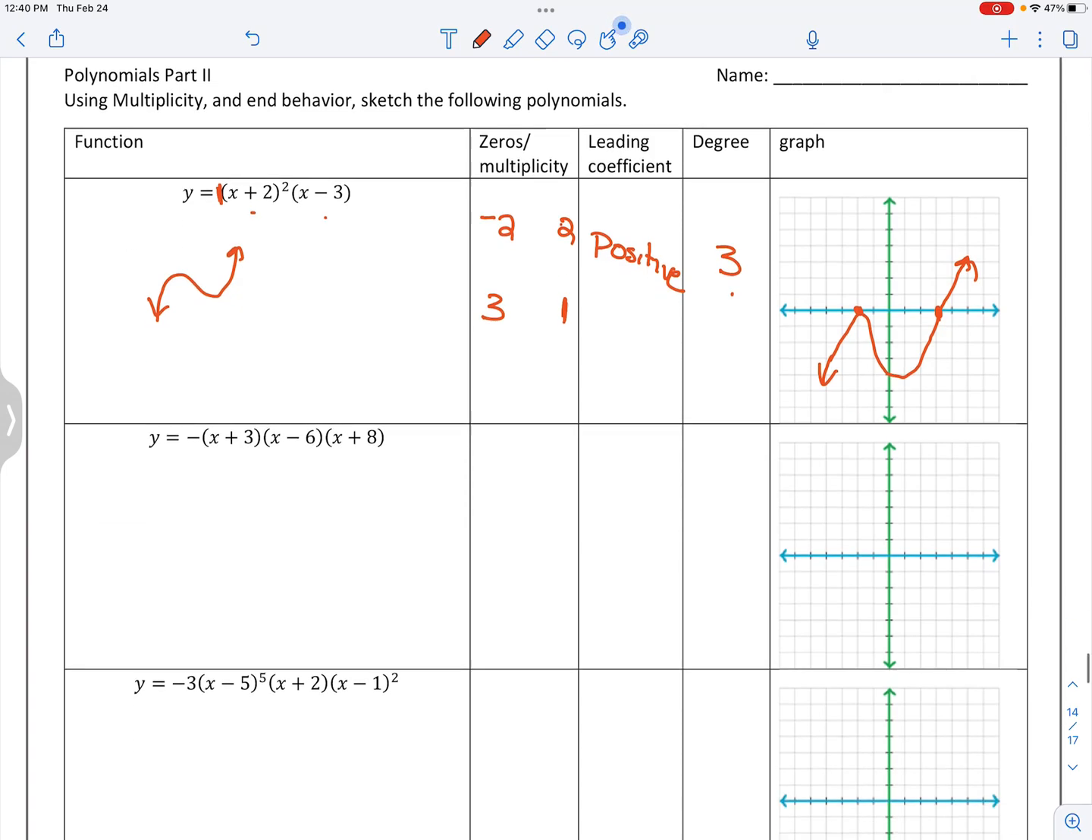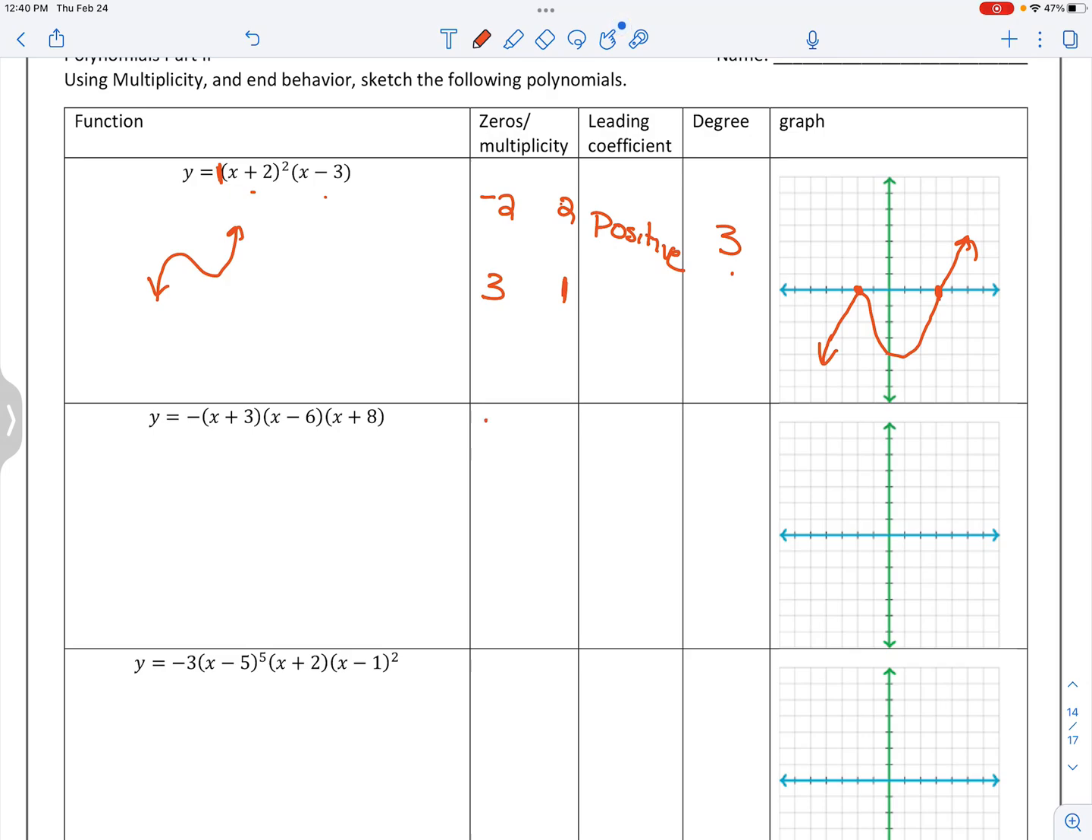Okay, let's look at the next one. We have zeros at -3, 6, and -8. And they each have multiplicities of 1, because that is my exponent on each of those, which makes it a third degree. Notice my leading coefficient is negative. And because my leading coefficient is negative, that means my graph will look like this, sort of upside down.